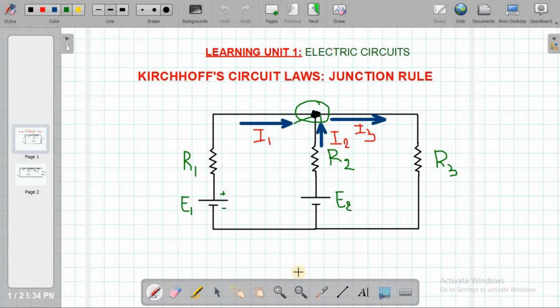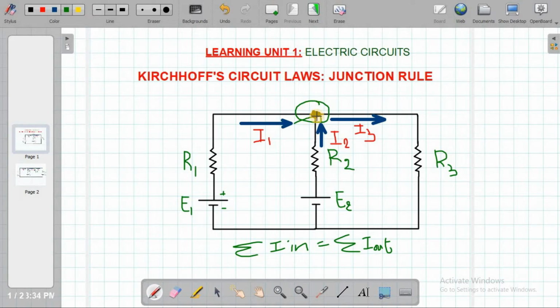So Kirchhoff's junction rule says that the sum of current entering the node is equal to the sum of current out of the node. So this is the junction rule. Our node here, this is the node.